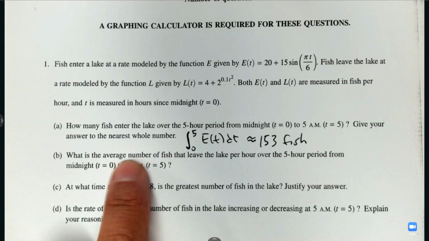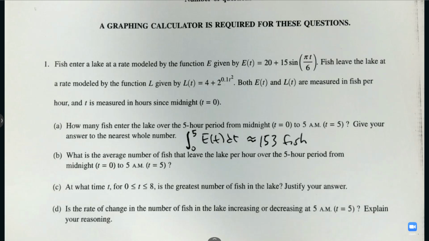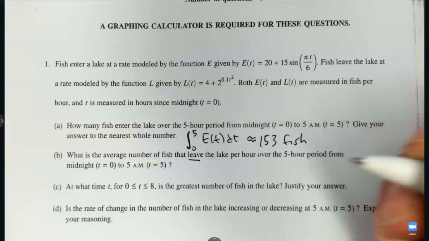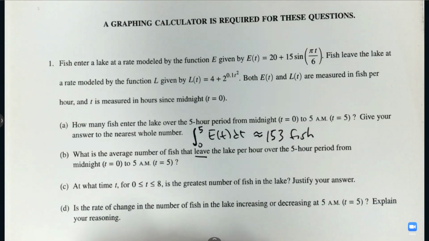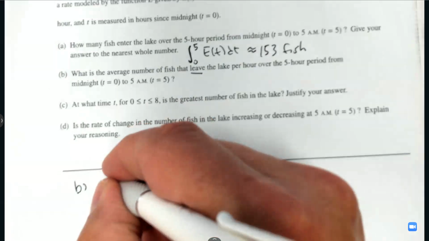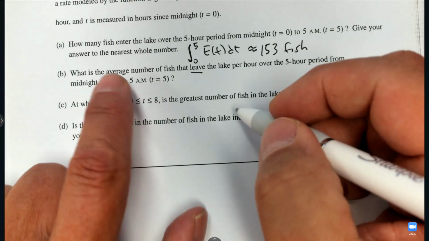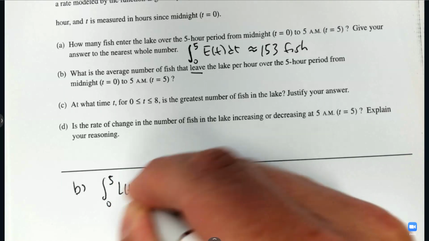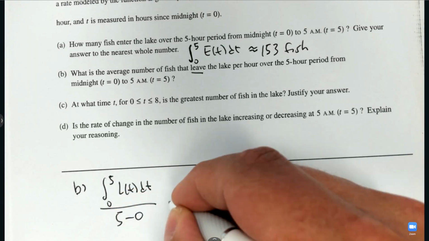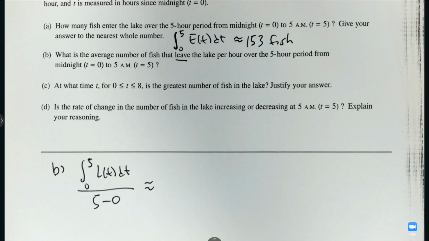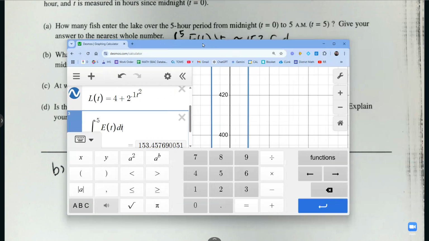B, what is the average number? That would be average value that they leave the lake per hour. So recognize which equation you're doing, and then recognize, I'm going to do it down here. So how do I find average value? That's an integration question. I'm going to integrate from 0 to 5. Which equation am I finding the average value of? The leaving part. And then you divide by the difference of the bounds. And again, are we going to round to the nearest or not? No. So I'm going to go back to my calculator and type that in.